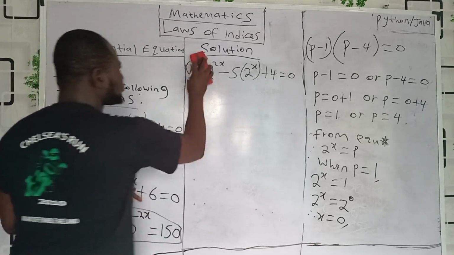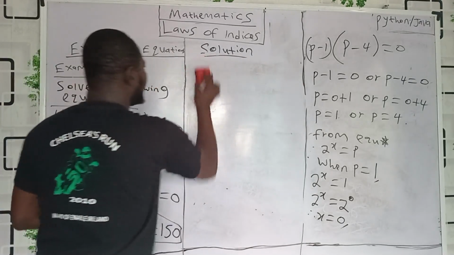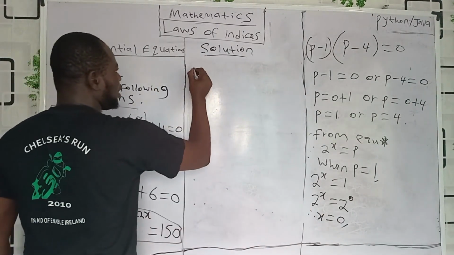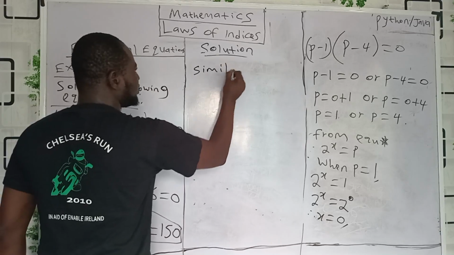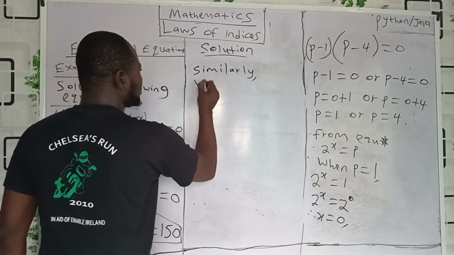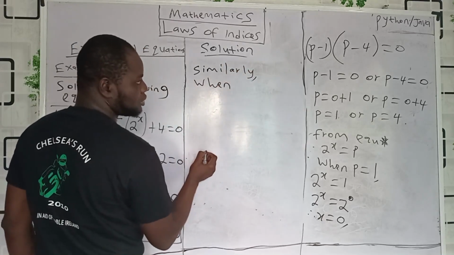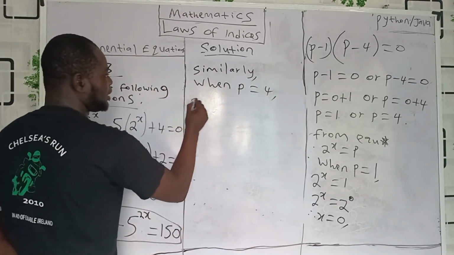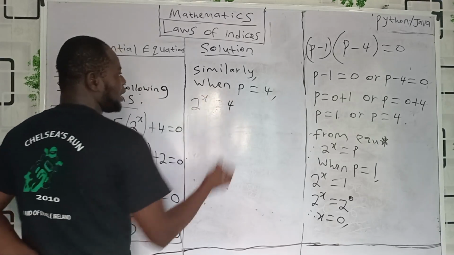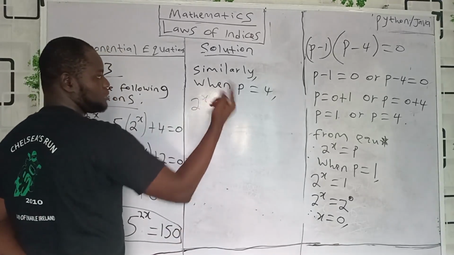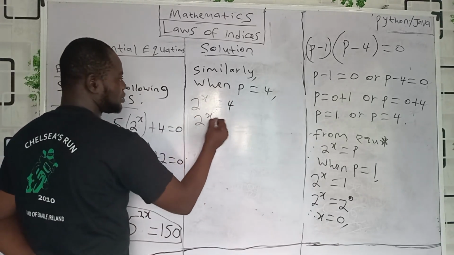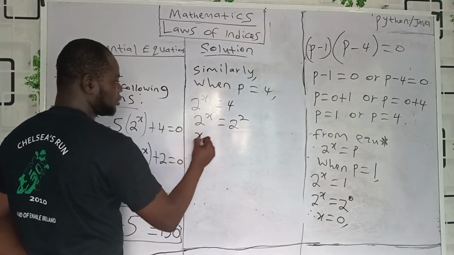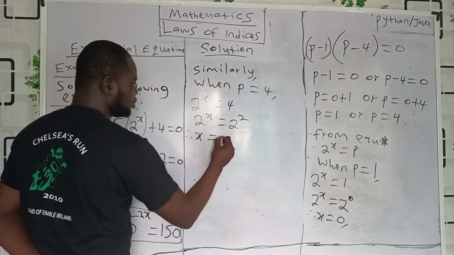Now let's go. So we are done. We have obtained the first value of x. That's okay. Similarly, when p is 4, then what do we have? I will now say 2 raised to power x is equal to 4. And very easy, we can express 4 as 2 raised to power 2. So we can just say 2 raised to power x is equal to 2 raised to power 2. As usual, the bases are equal, therefore the powers are equal. Therefore, x is equal to 2.